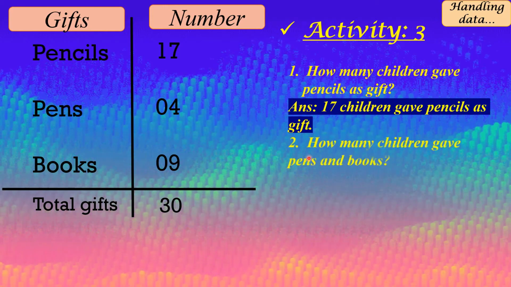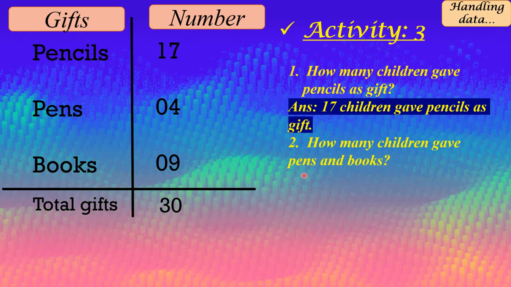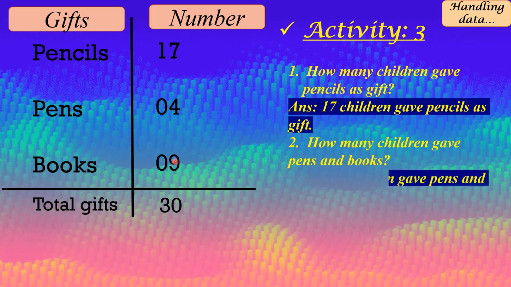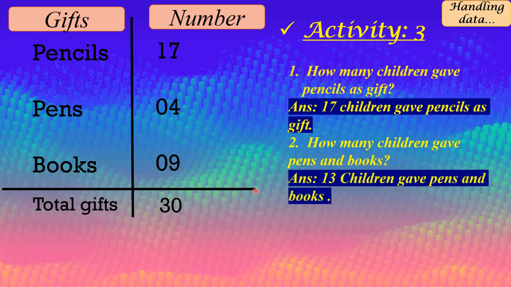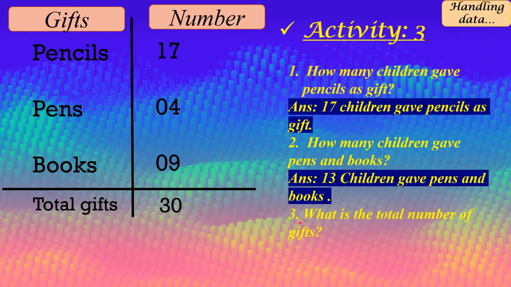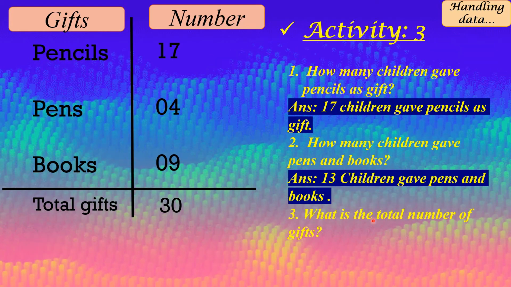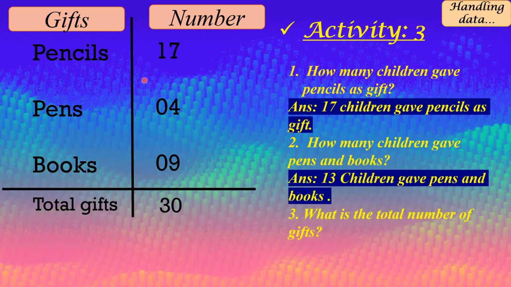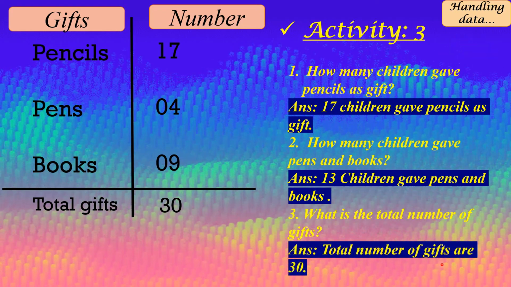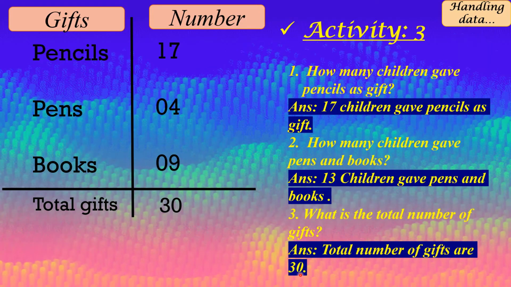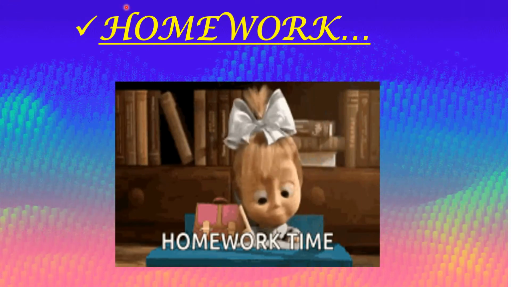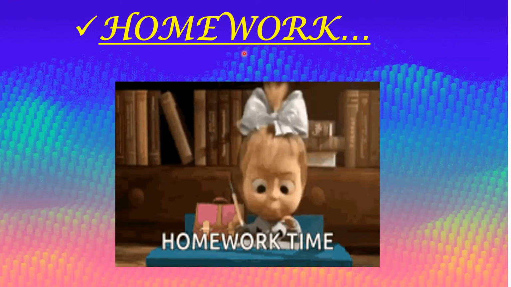Next question. How many children gave pens and books? 4 and 9. Yes. So total 13 children gave pens and books. Okay. Next question. What is the total number of gifts here? Yes. The total number of gifts are 13. So student, what is this here? Yes, now the homework time.